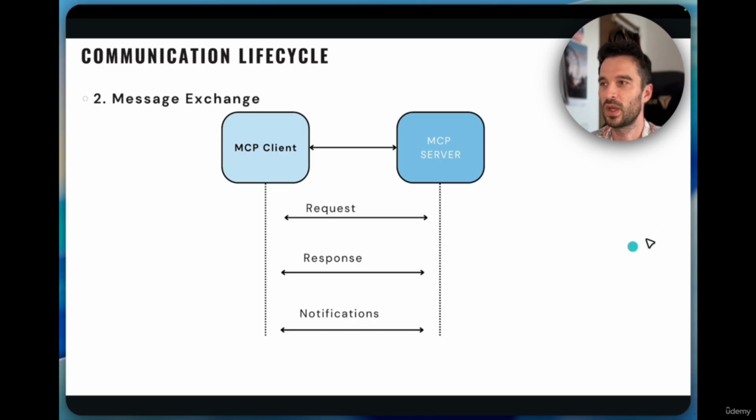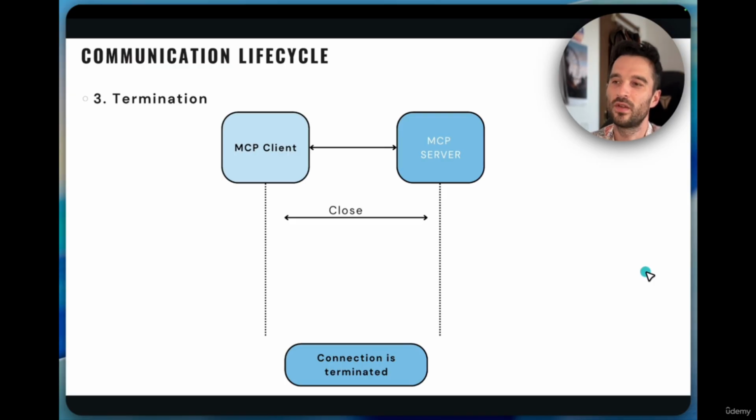Then in the second phase, we have the message exchange. The client can send a request to the server, but what's also interesting is the server can also send a request to the client. So they both have bilateral communication, and both of them can also send each other a notification. Then they are just exchanging communication in a very efficient way. Finally, we have the termination, where either one of them can decide to close the communication by just sending the close command, which will then terminate the connection.